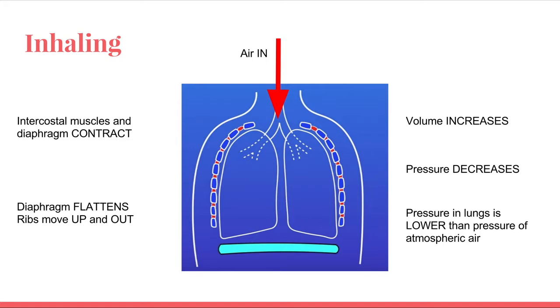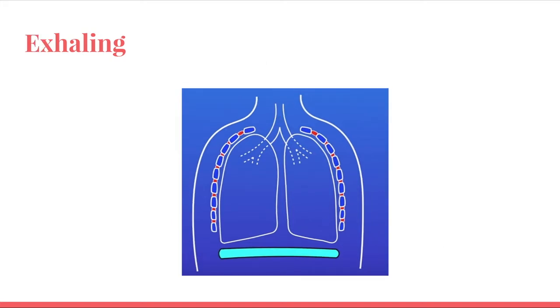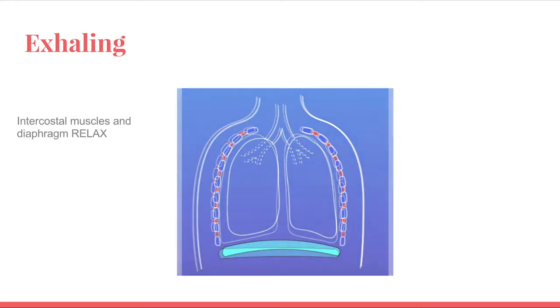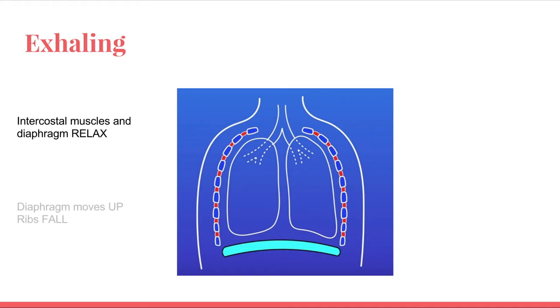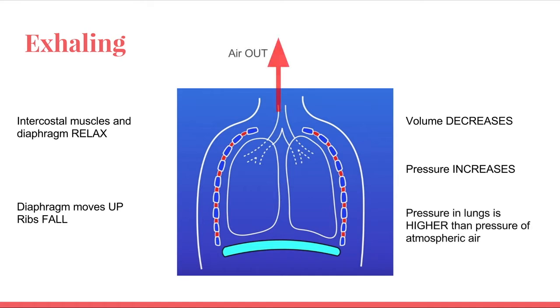Now what happens when you exhale? When you exhale, the opposite happens. Your intercostal muscles and your diaphragm relax. And so the diaphragm moves up and the ribs fall. So the volume decreases in the lungs, less space, so the pressure increases. And this forces air out of the lungs, because pressure in the lungs is higher than the pressure of the atmospheric air. So air moves out of the lungs from high pressure to low pressure.